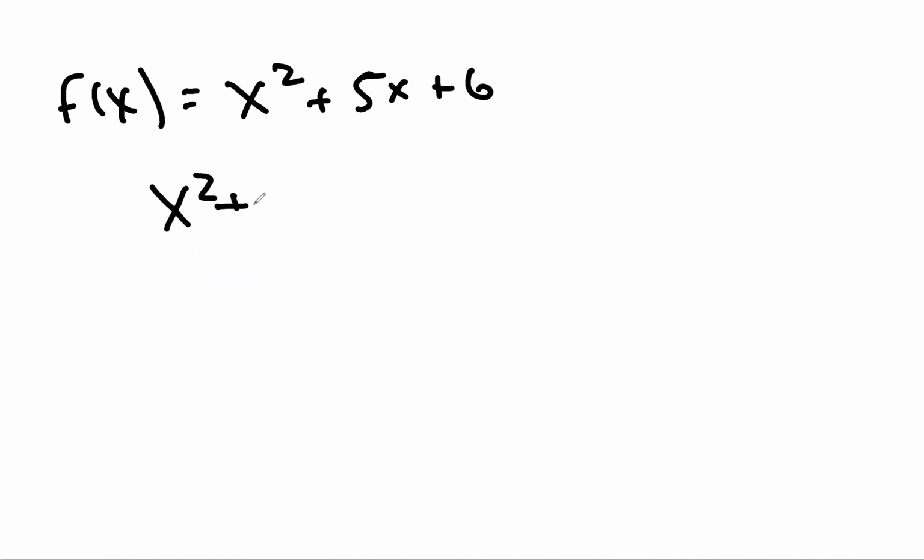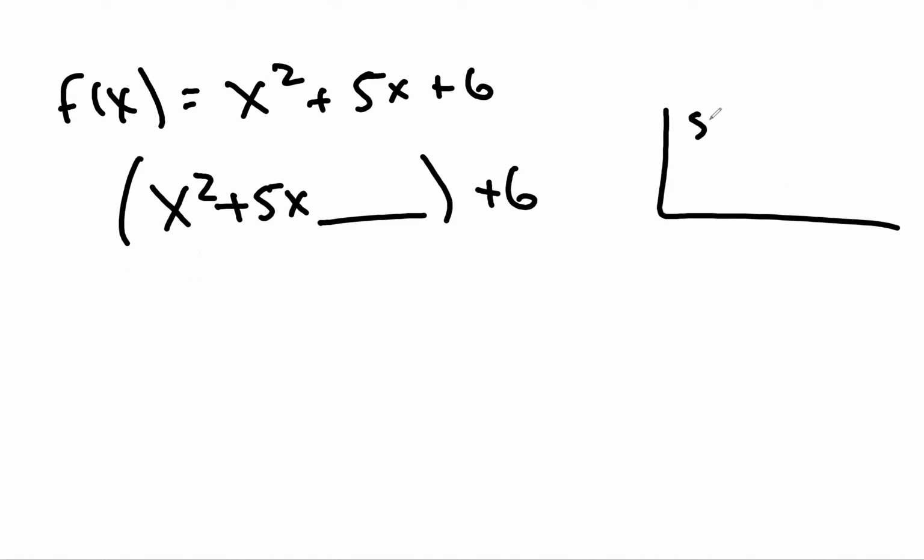We're going to have f of x equals x squared plus 5x plus 6. And again, what I'm trying to do here is go from a quadratic function to vertex form. In order for me to do that, I'm going to have to complete the square. So I'm going to say, okay, this is going to be x squared plus 5x. I'm going to leave space. I'm going to put that in parentheses, and my plus 6 is going to be out here.